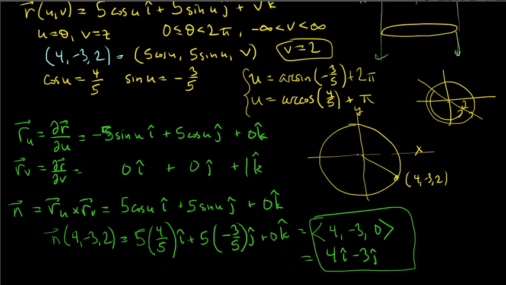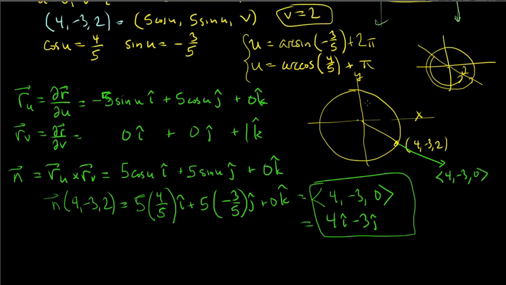So of course, our vector pointing outward will also have components 4, negative 3, but remember, there's no z component, so it's just z equals 0. We could have guessed that, based on the fact that we could have moved this vector here and just moved it over here. It's pointing in the same direction, right? It should be pointing radially outward.